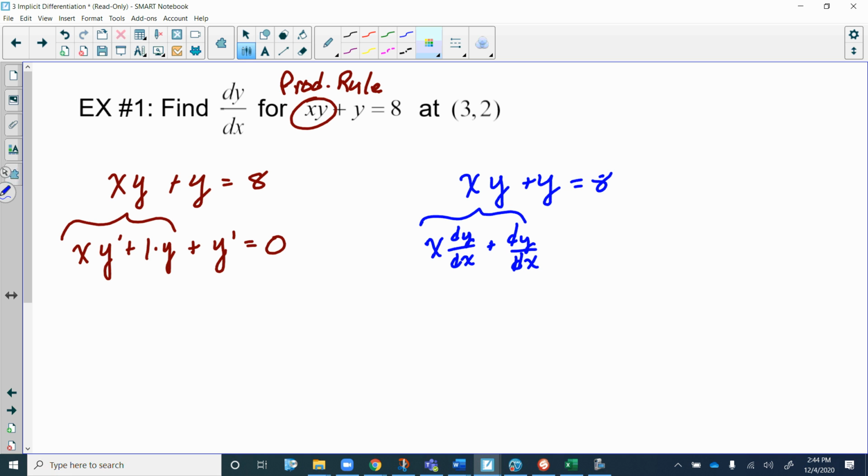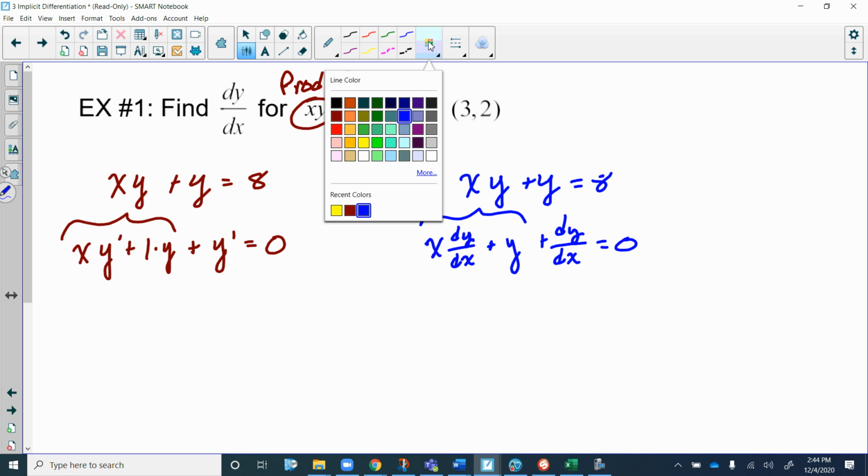Or, nope, I'm putting that in the wrong spot. Plus y, 1y, and then plus here, dy dx, to be equal to 0. So this, on the right in blue, is probably the most conventional way of writing it, but when you have a lot of these things to work out, taking the time to write dy dx, dy dx, dy dx over and over again gets really tedious.